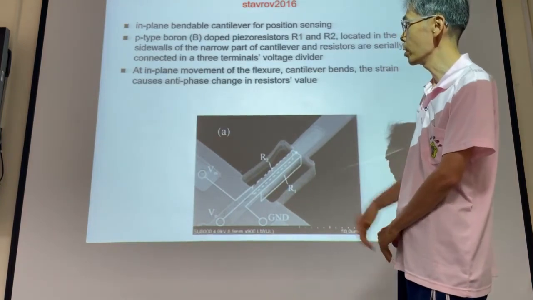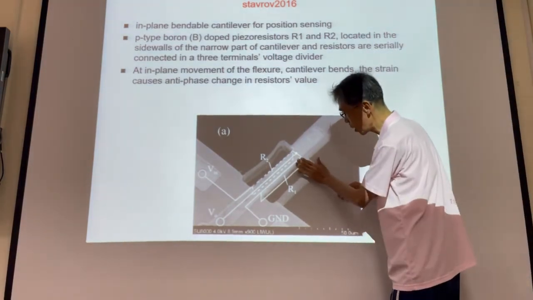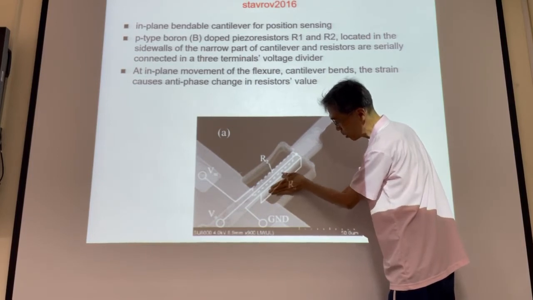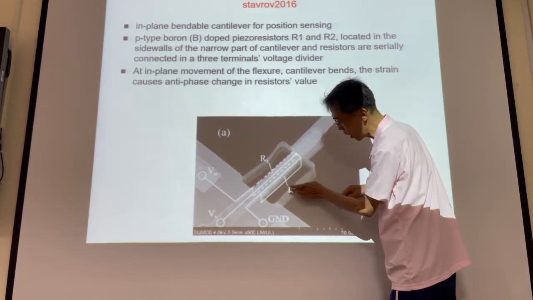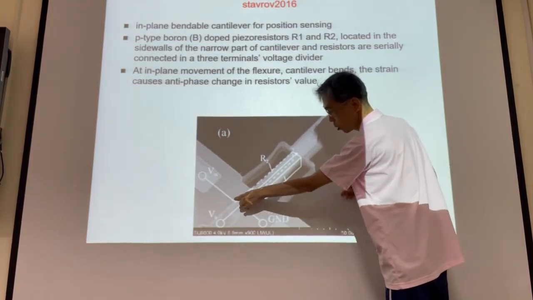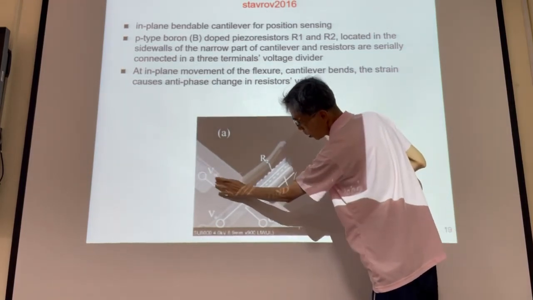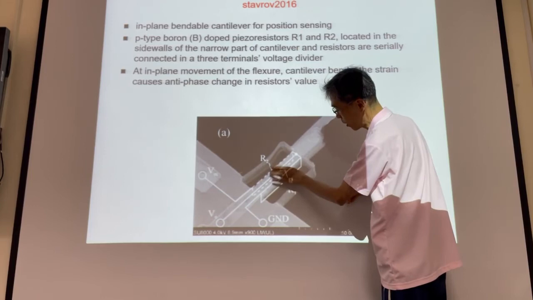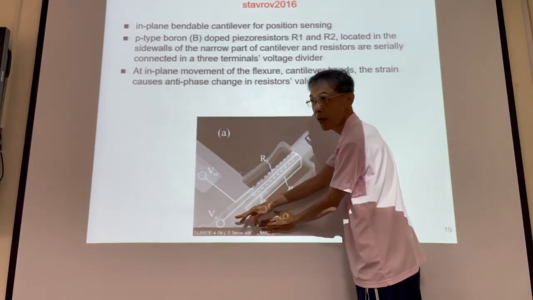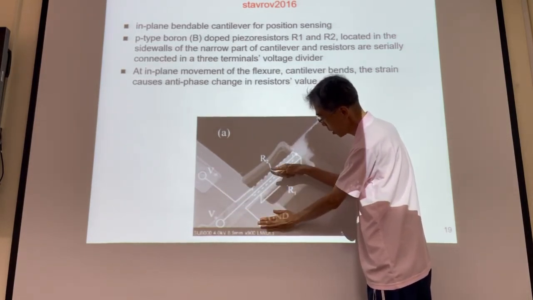Okay, so boron P-type piezoresistors. And you only dope on the side walls. Only on the side walls. So this is the side wall, this side wall. We have 2, R1, R2. We have 3 nodes. Node 1, node 2, and node 3. So suppose this is VA. So we have R1 and R2. So if this is ground, Kaiser, this is VA. This is R1, this is R2.